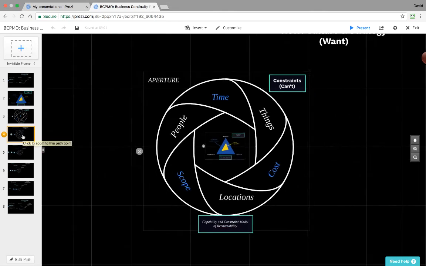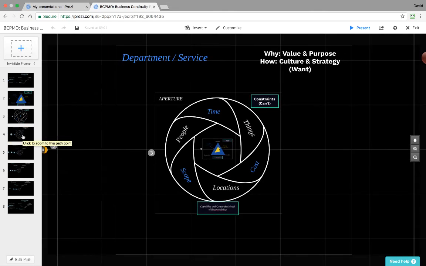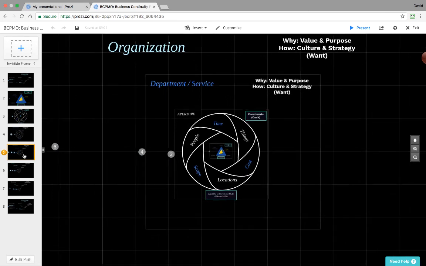We have to work then at the department level. What are the values and purposes of this department? How does it operate? How could it operate in a post-disaster environment? Helping each department think through what they need to do in a post-disaster situation, particularly if they do not have information and direction from the organization.